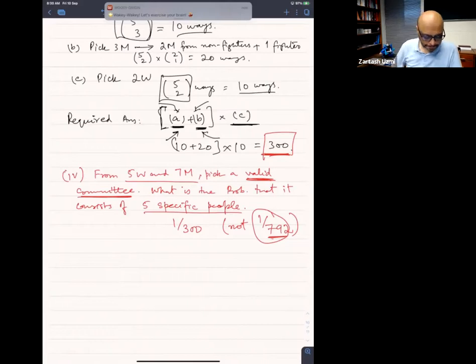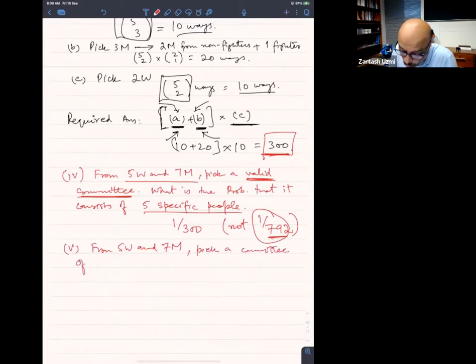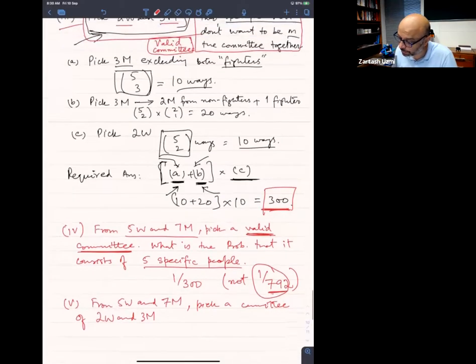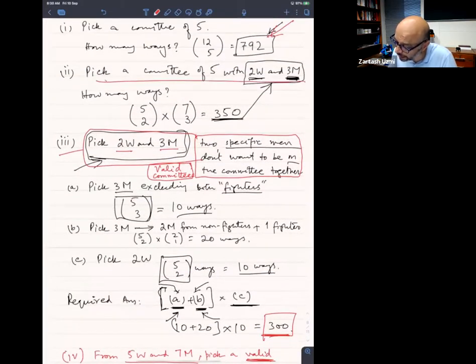Okay. Now, I'm going to ask one more question here, and then maybe a couple more. So from 5 women and 7 men, the original group, pick a committee of 2 women and 3 men. I'm not telling you that this is a valid committee, it could be that both fighting men come inside it. I'm just saying pick a committee of 2 women and 3 men. And we calculated this above. Pick a committee of 5 with 2 women and 3 men. There were 350 ways of doing that.